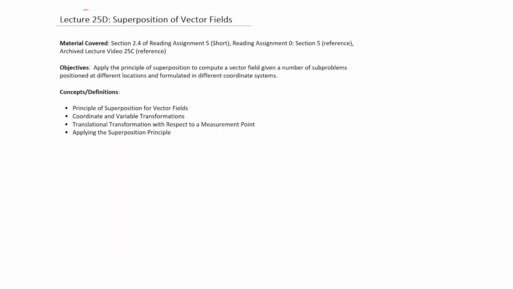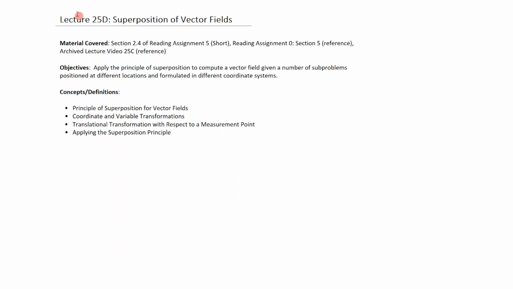Welcome to Lecture 25D, entitled Superposition of Vector Fields. The material for this lecture comes from Section 2.4 of Reading Assignment 5, the short version. Reading Assignment 0, Section 5, and again this is for only reference purposes. And also you can look at the archived lecture video 25C for reference purposes.